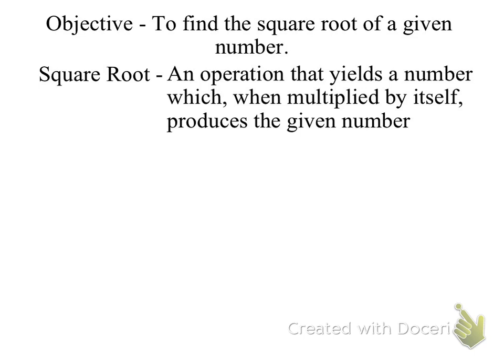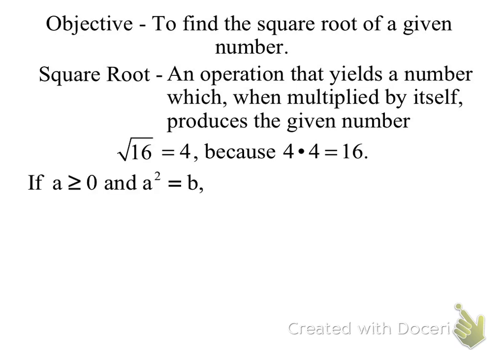A square root is when an operation yields a number which, when multiplied by itself, produces the given number, meaning two numbers times itself equal. The root of 16 is what number times itself equals 16? 4. So 4 would be the root, because 4 times 4 is 16. You don't need to write this page. You can just kind of listen.